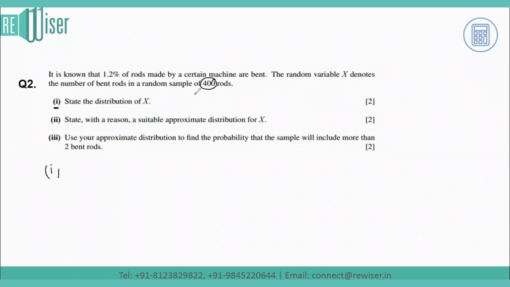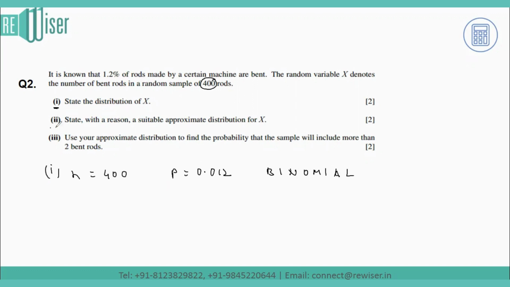Now, since the events are independent and this is the probability that the rods are bent, we know that the value of n is given as 400. The probability is not changing with the events, as they are independent. So the probability value is 0.012. So the distribution has to be binomial in this case.